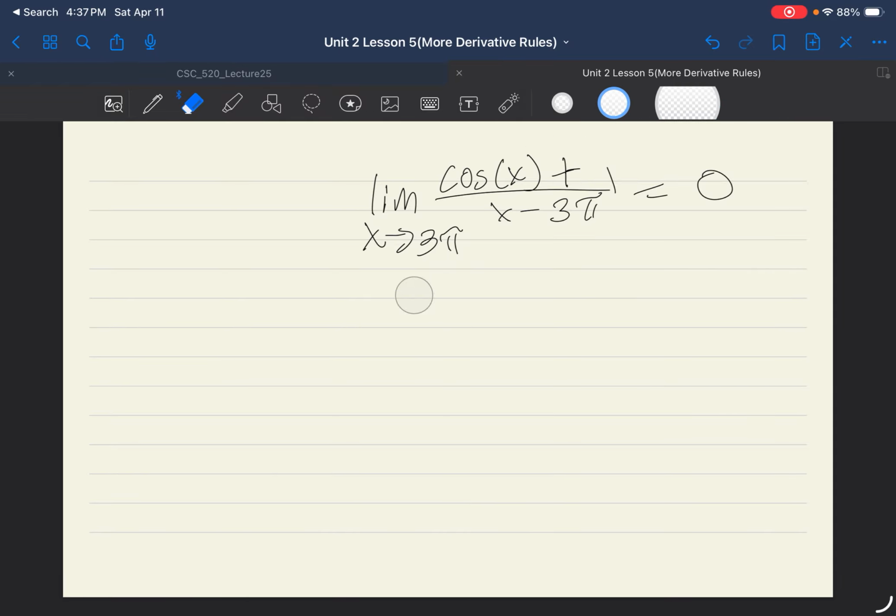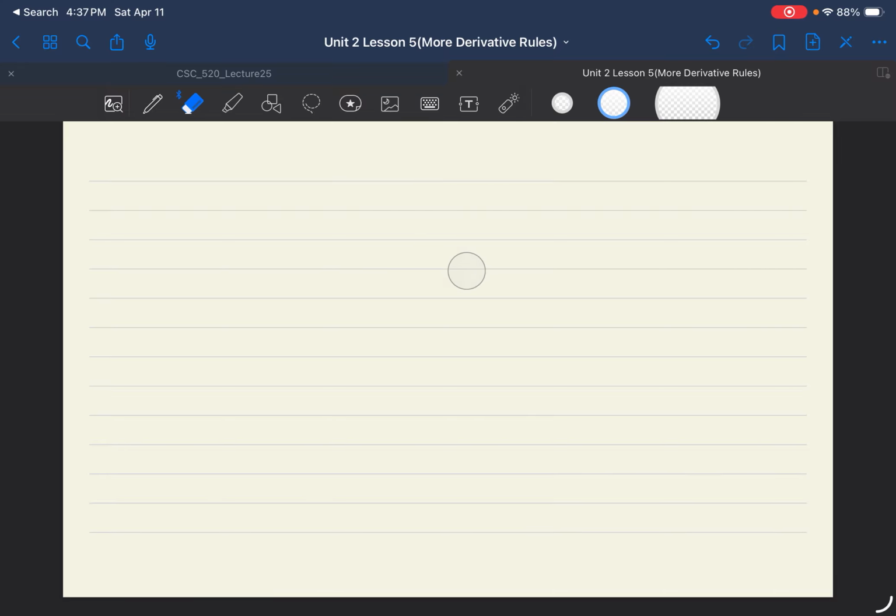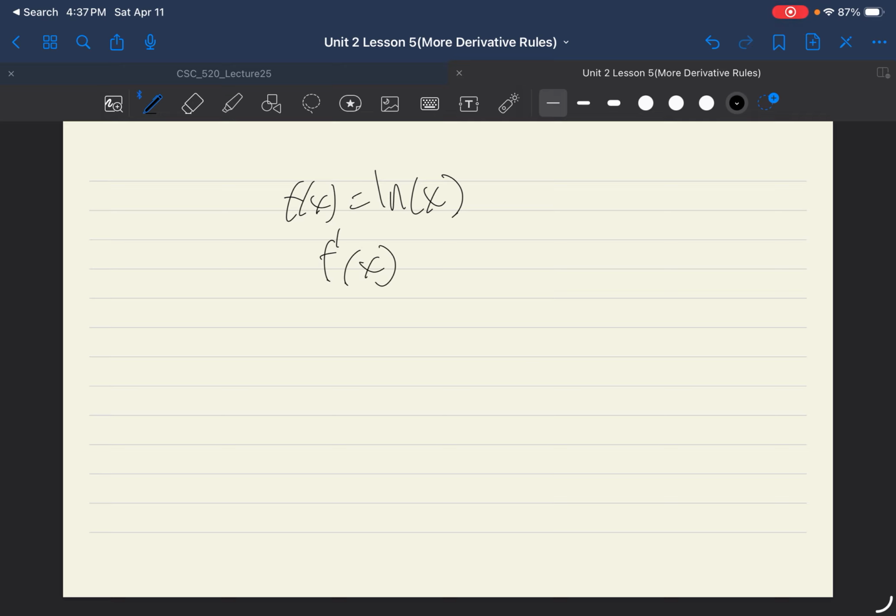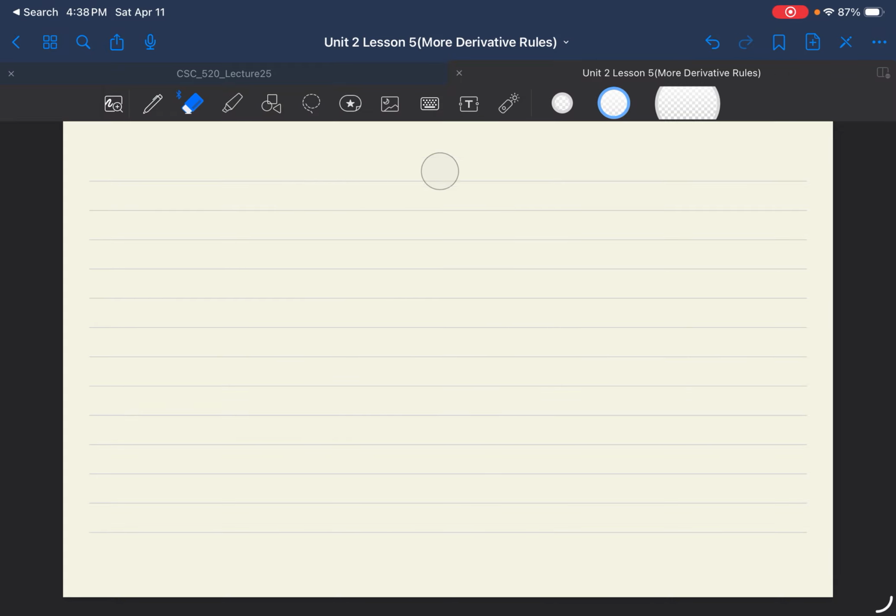All right. We got one last one to talk about, and then we can get straight into the practice. So let's do ln of x. If f of x is equal to ln of x, then f prime of x, also you'll have to forgive me for using f of x each time, it's just what I'm most comfortable with, is going to be equal to 1 over x.